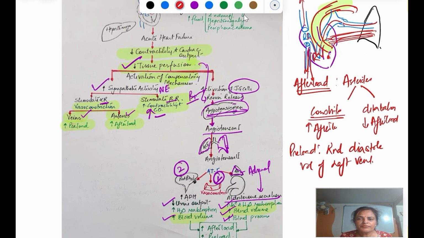left atrium, and less blood to the left ventricle. So this is going to decrease the preload, and ultimately if preload is less, the heart has to work less.